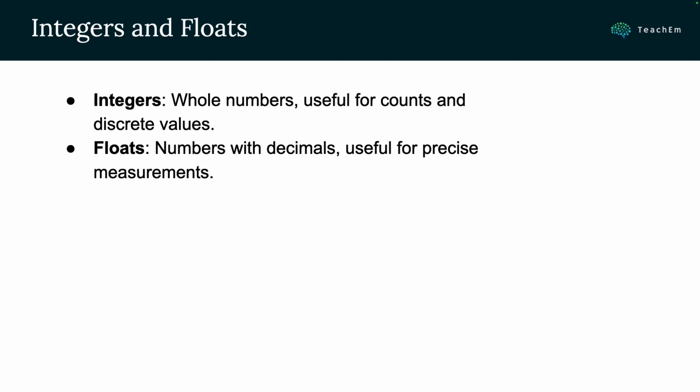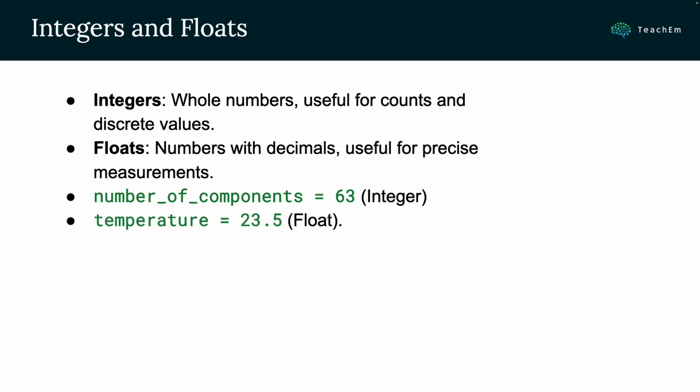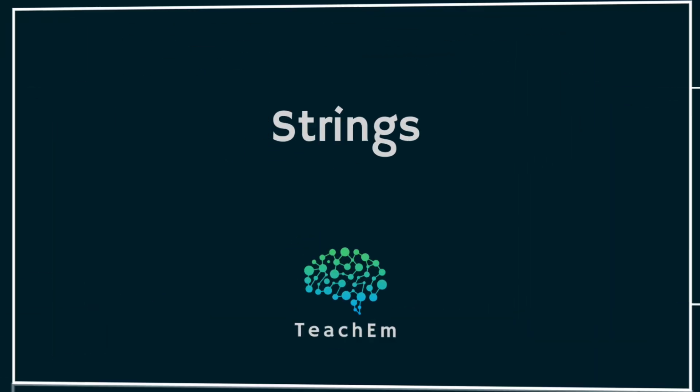Here are a couple of examples of how we might define these in Python. We might define the number of components as an integer. This could be the number of components that are manufactured. In our example here, we have 63. Temperature is a value which we would use a float to define. In this case, we have 23.5 Celsius. These distinctions are important because they determine how Python handles these numbers in calculations.